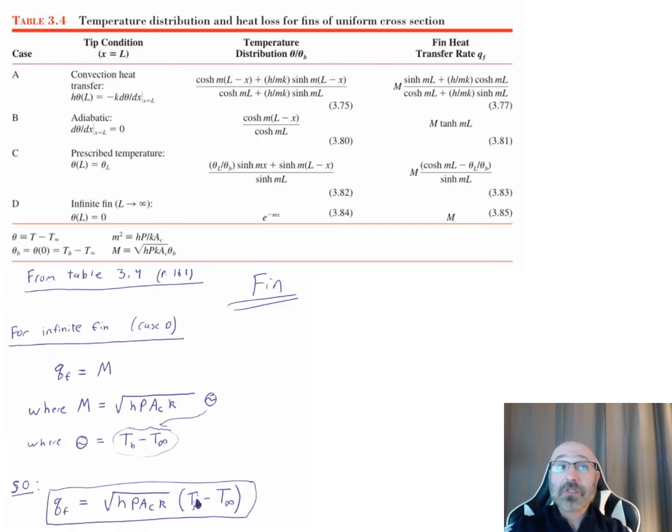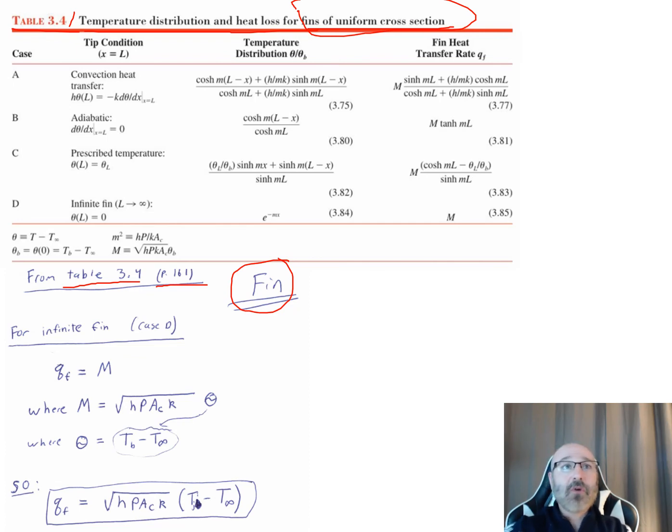So for the next step in our solution, we want to take a look at table 3.4 on page 161 of our textbook for a fin. If we look at the top title here, here's table 3.4, and here's the temperature distribution and heat loss for fins of uniform cross section. Now, does this apply to us? Yes, that's exactly what we have. So again, we really want to pay attention to what we have. We can't just blindly go to these tables and pull stuff off, but we have to make sure that it matches our case. So really take a look at the definition of these tables and the cases and make sure it fits with our problem.